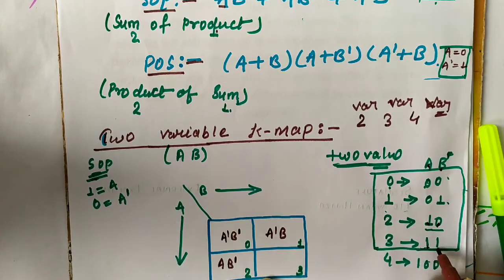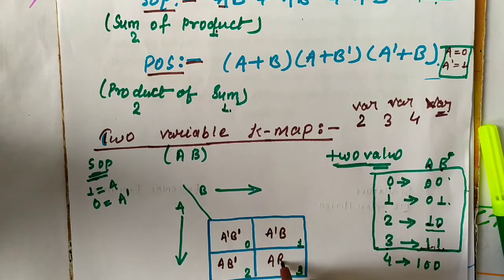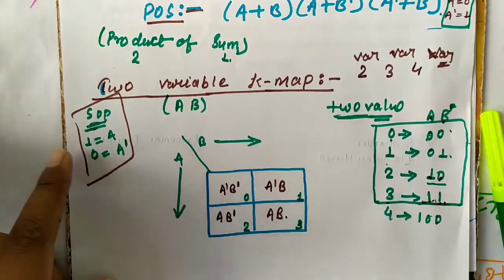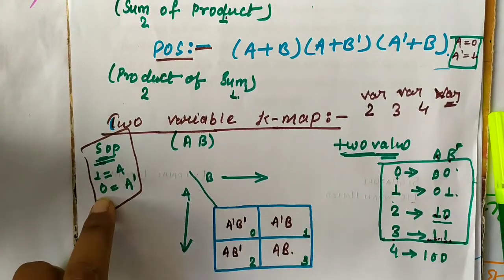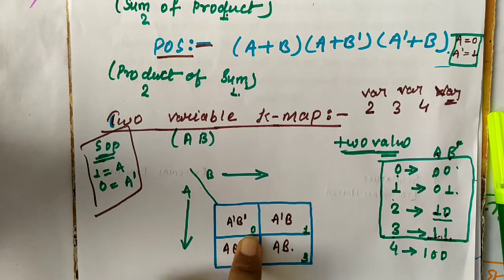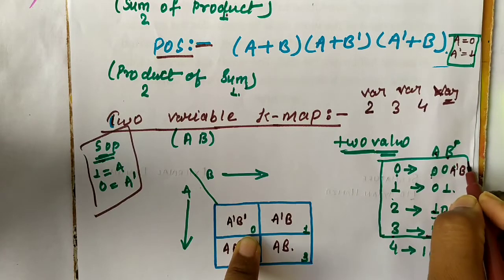Next 1 1, that is 3. 1 1 means A B. Don't forget this one. 1 means A, 0 means A dash. Here 0, 1, 2, 3. So the binary number of 0 is 0 0, that means A dash B dash.